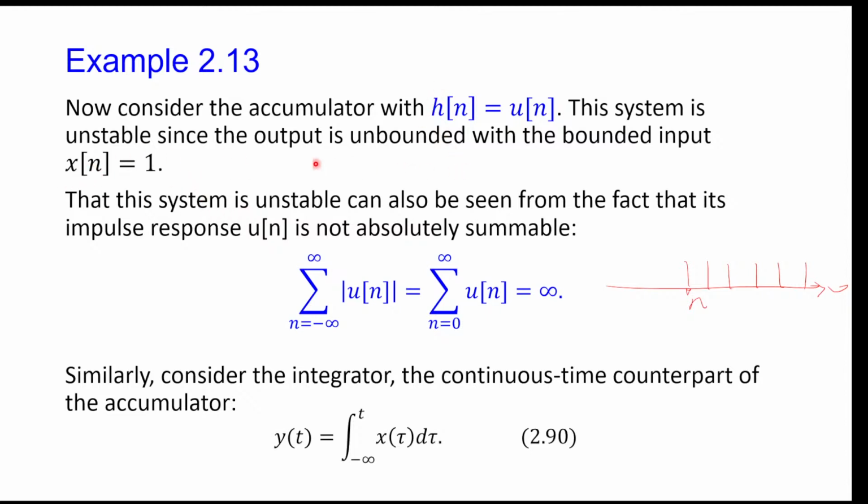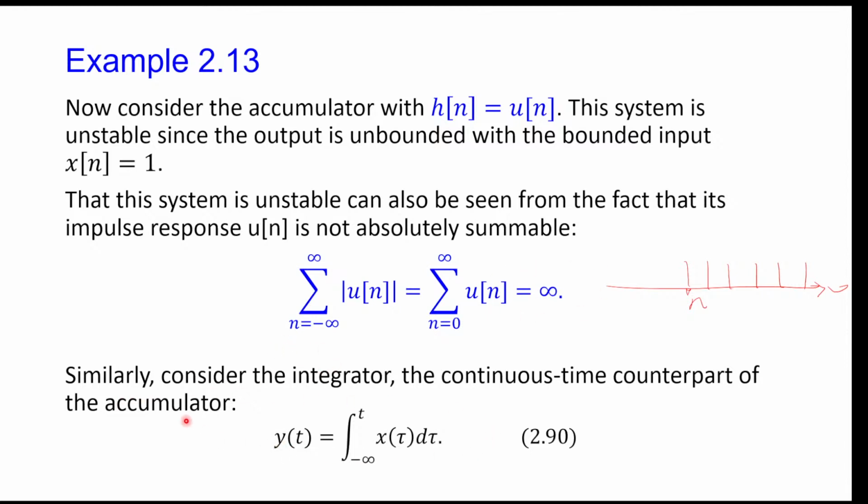Okay, so the accumulator is not stable because the bounded input 1 will give you actually infinity everywhere. And you can also see this system is unstable by just looking at h of n. It's u of n, and then you try to sum this thing for n from minus infinity to plus infinity. Then you are summing over those 1s from n equals 0 to infinity, and that's still infinity.